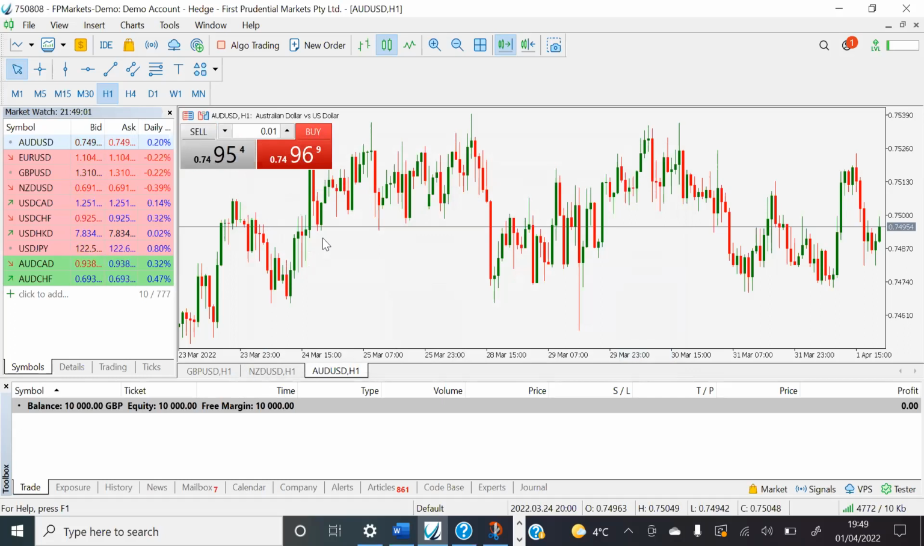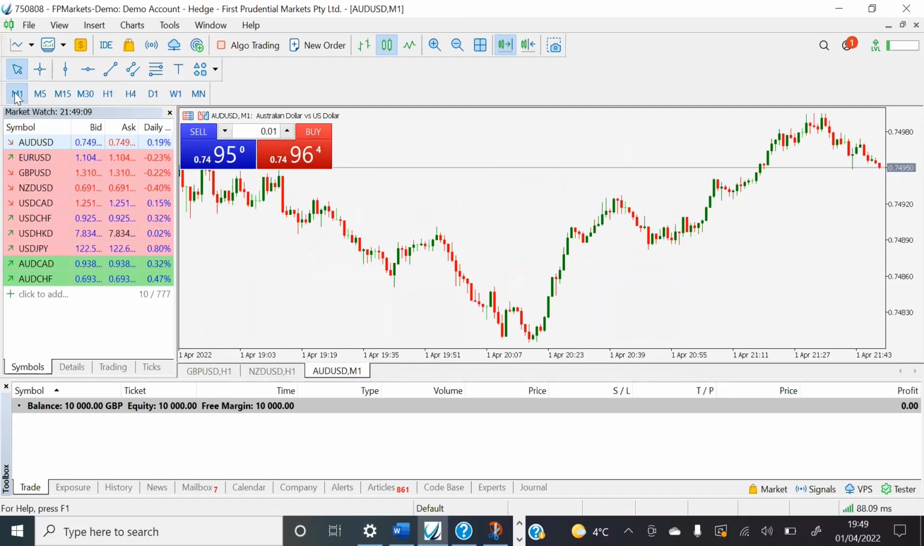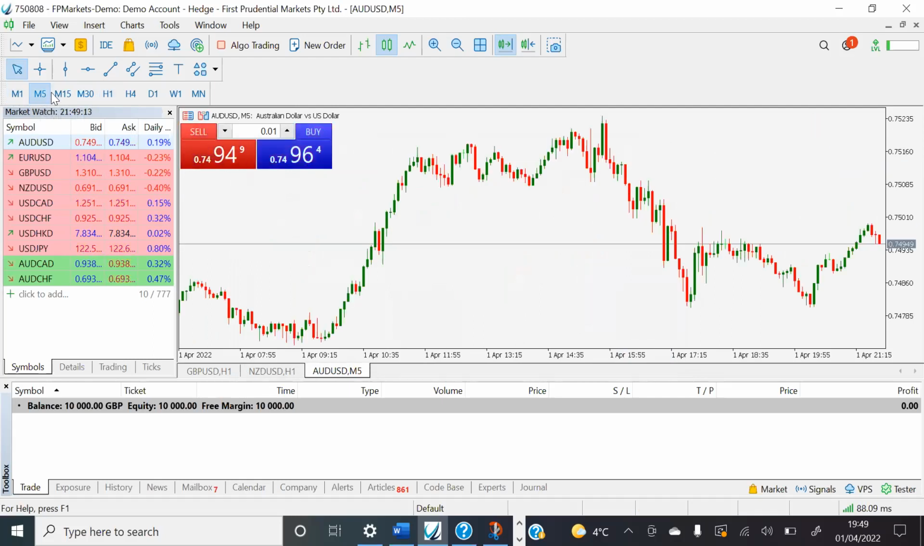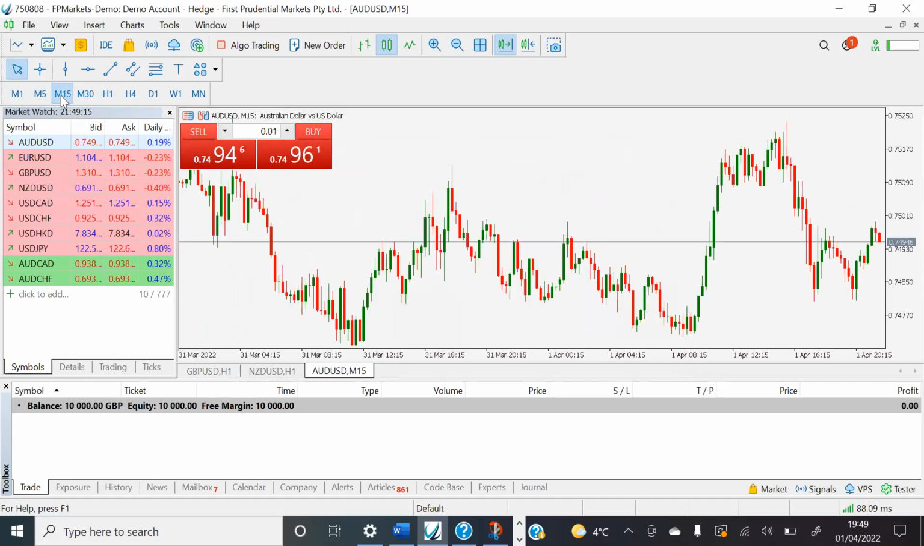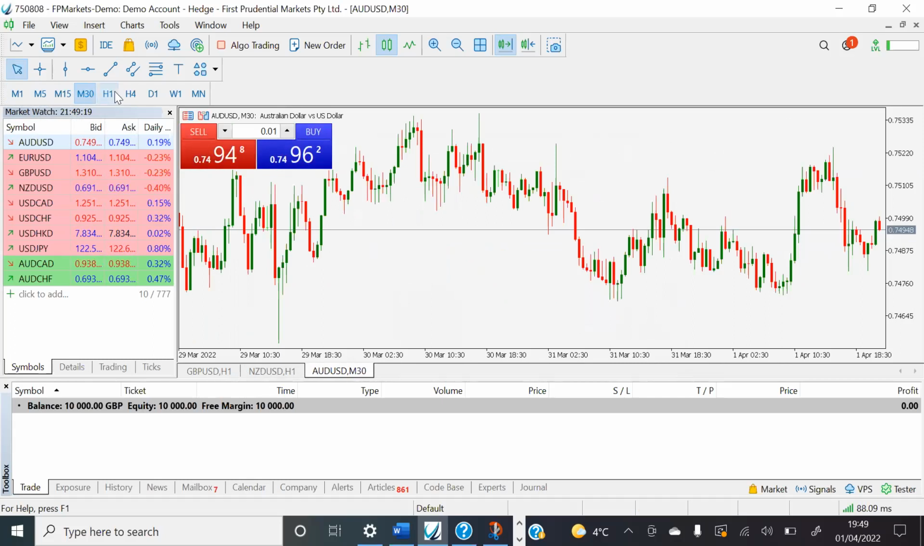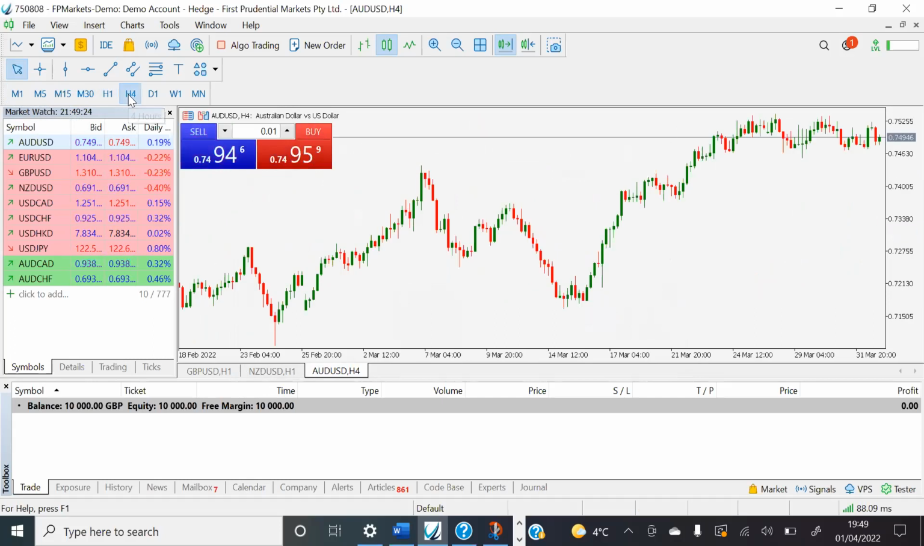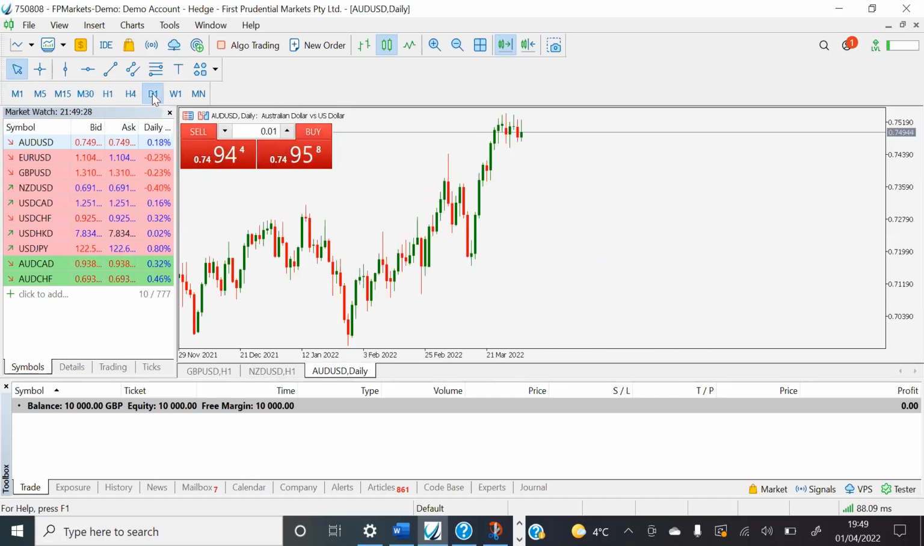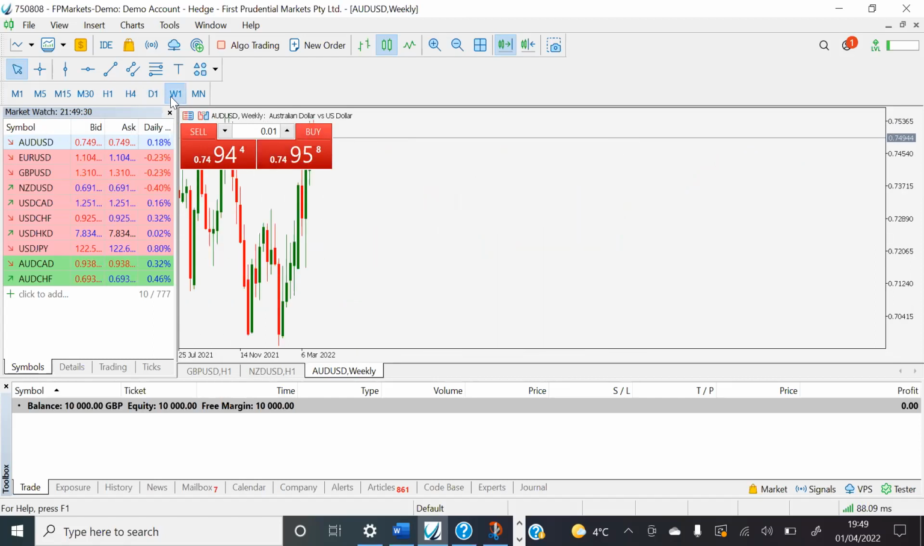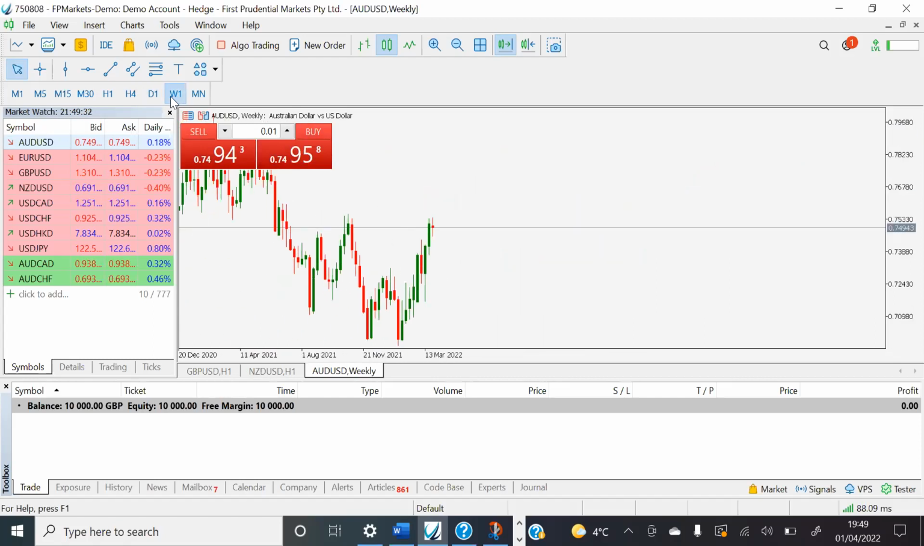We have the 1 minute time frame, so click on the 1 minute time frame for me, please. This one? Yeah, that's a 1 minute time frame. Click on the 5 minute time frame. Click on the 15 minute time frame. Click on the 30 minute time frame. Click on the 1 hour time frame. Click on the 4 hour time frame. And click on the daily time frame. And click on the weekly time frame. And then click on the monthly time frame.